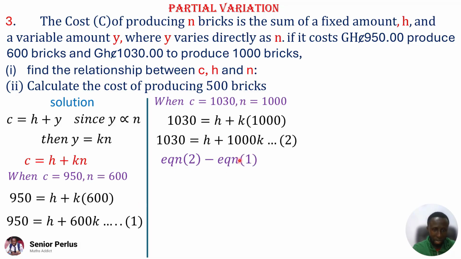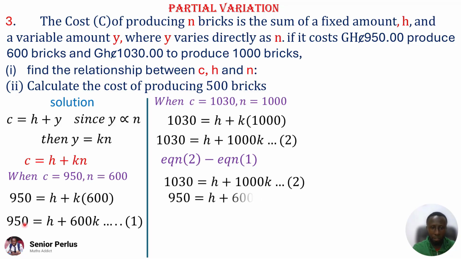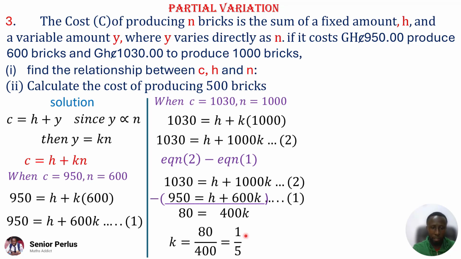So which one is bigger? This one is bigger. So equation 2 minus equation 1. Okay, so if that is, I'll get what? 80. This and this will go, and I'll get 400k. Let's solve for k. Divide both sides by the 400. Then it simplifies to get what? 1 on 5. So our k is 1 on 5.